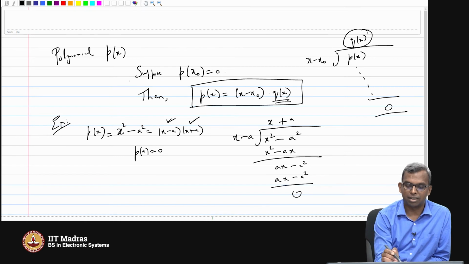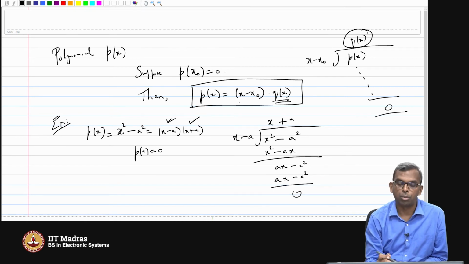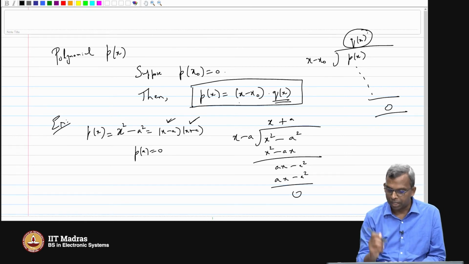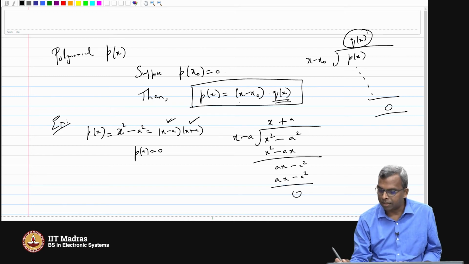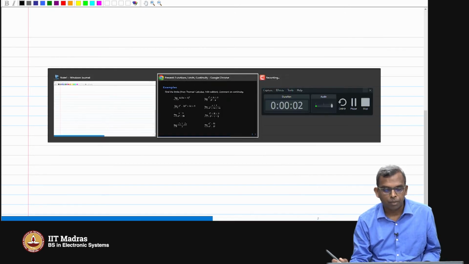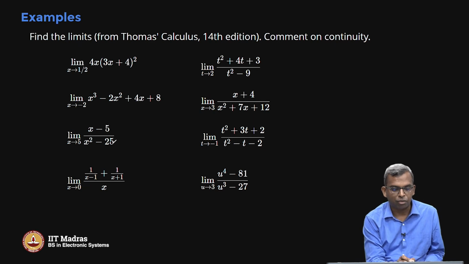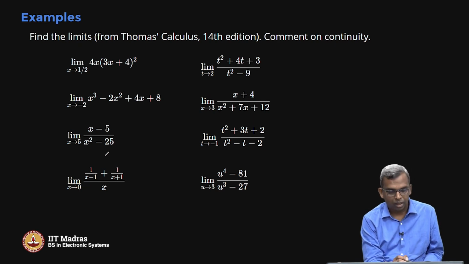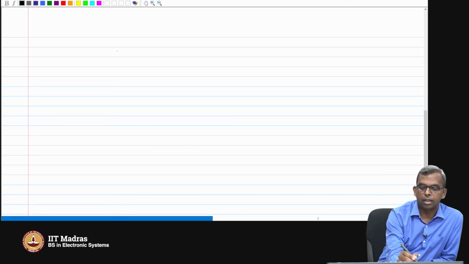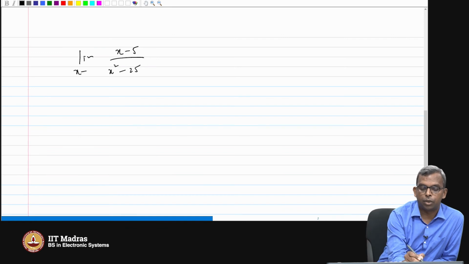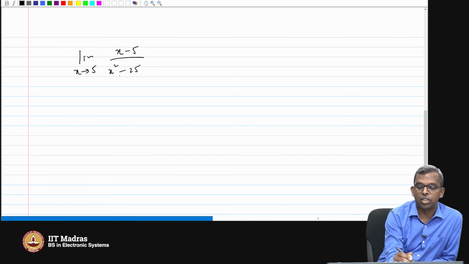So, this result is extremely important for polynomials to know. Okay, all right. So, that's good. Armed with this, let's look at this problem. What has happened here? X squared minus 25 ends up being 0. So, let's look at this: limit as x tending to 5 of x minus 5 by x squared minus 25. You're getting this issue of 0 by 0.